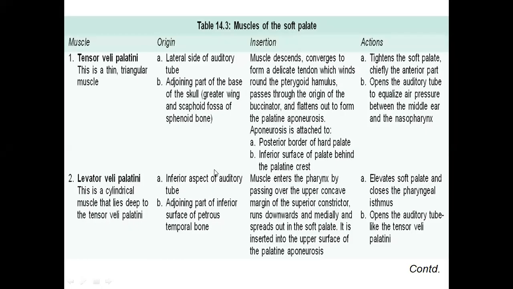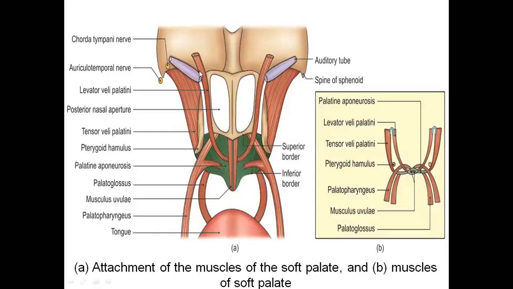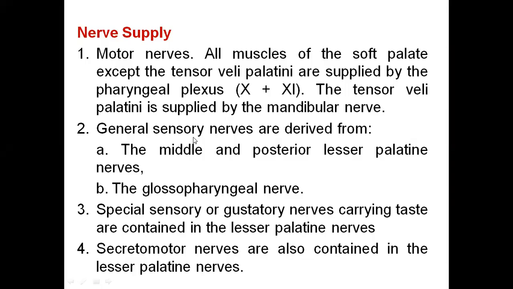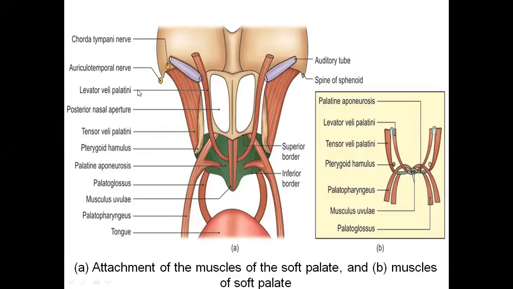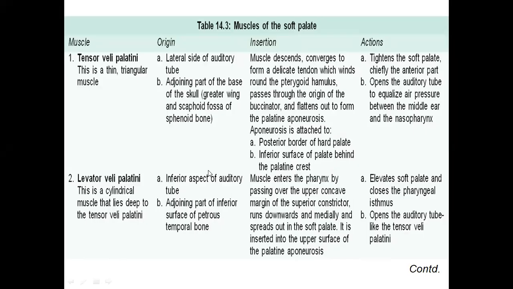Next muscle what we see here is this one. So that is the tensor veli palatini muscle. Now this levator veli palatini, this one. Levator veli palatini is a cylindrical muscle that lies deep to tensor veli palatini.